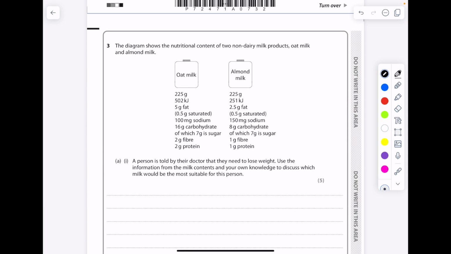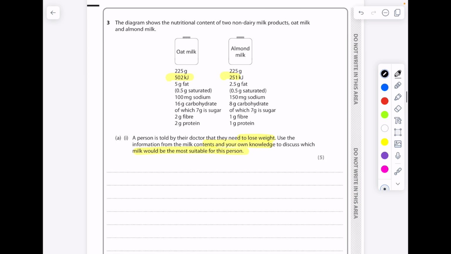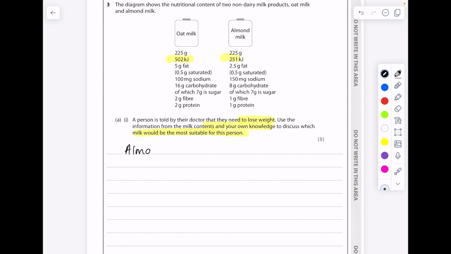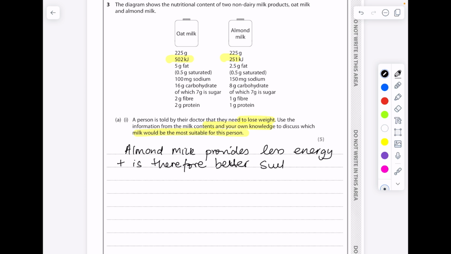The diagram shows the nutritional content of 2 non-dairy milk products, oat milk and almond milk. A person is told by their doctor they need to lose weight. Use the information from the milk contents and your own knowledge to discuss which milk would be most suitable. So just have a look. It's going to be almond milk in terms of losing weight. So almond milk provides less energy and is therefore better suited to someone trying to lose weight.